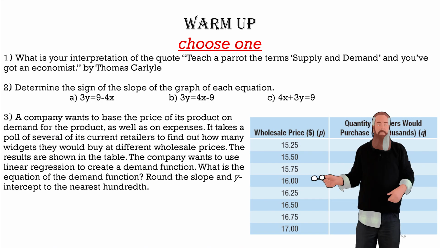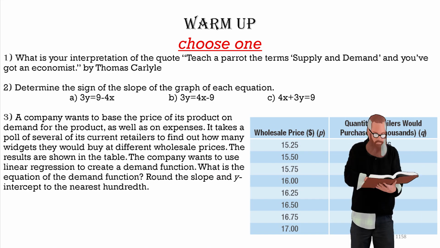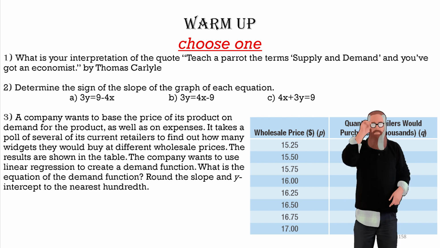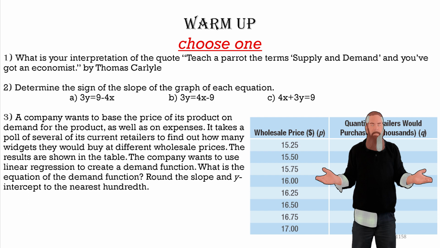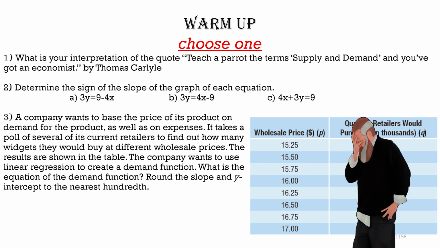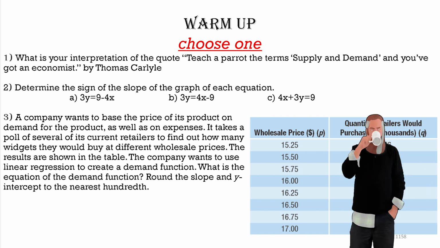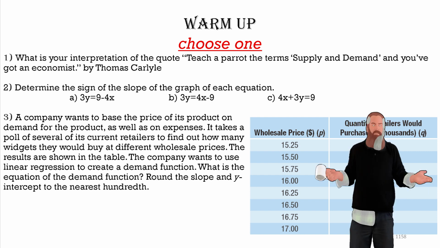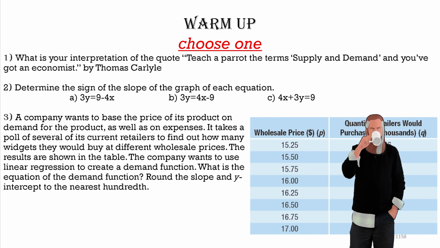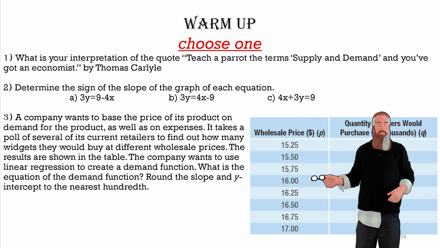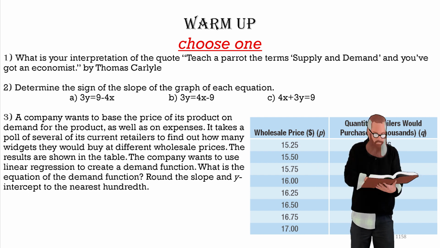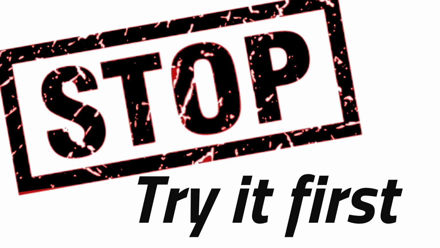Now let's take a look at a problem you will be able to do by the end of this lesson. A company wants to base the price of its product on demand for the product, as well as on expenses. It takes a poll of several of its current retailers to find out how many widgets they would buy at different wholesale prices. The results are shown in the table. The company wants to use linear regression to create a demand function. What is the equation of the demand function, and round the slope and y-intercept to the nearest hundredth?